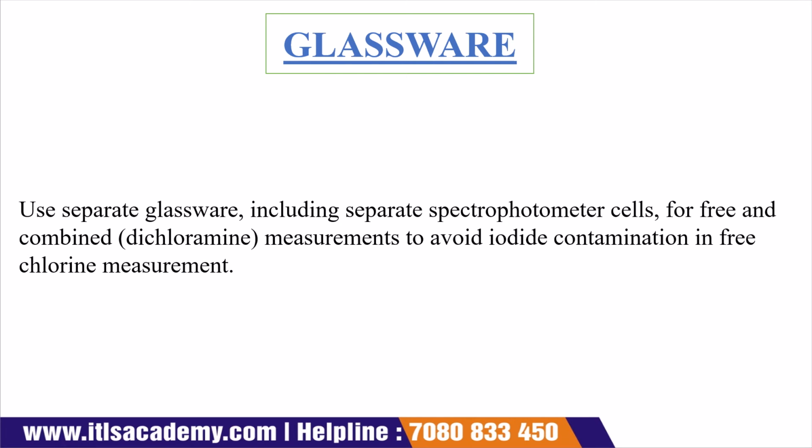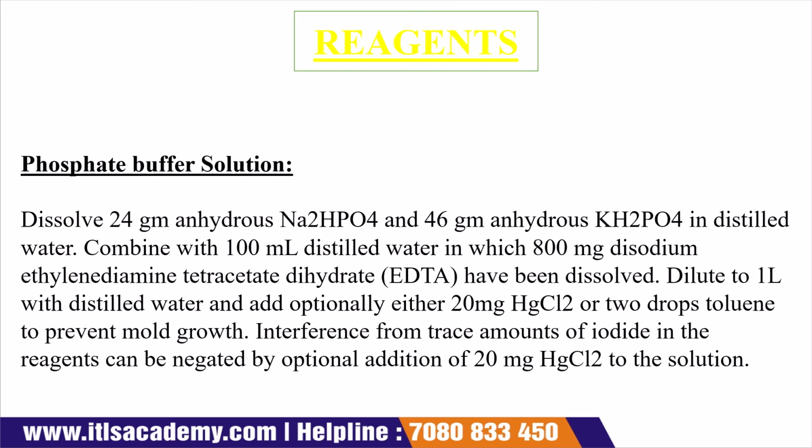Now the next is the glassware. Here we use separate glassware, including separate spectrophotometer cells. For both photometers, we use separate glassware for free and combined chlorine measurement to avoid iodide contamination in the free chlorine measurement. The next is the reagents.